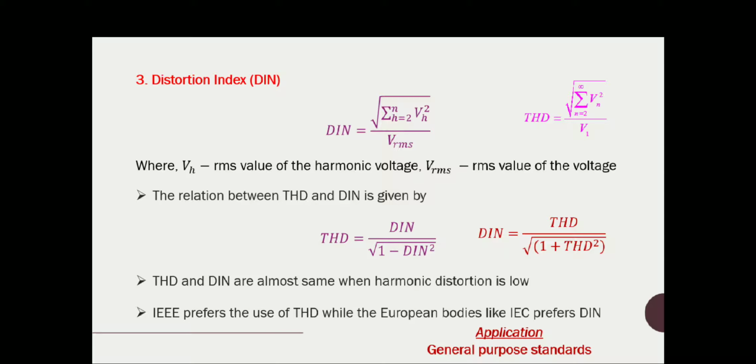In THD, the denominator is V1, that is, the RMS value of the fundamental voltage only. So we can relate DIN and THD like this: THD is equal to the distortion index divided by the square root of 1 minus distortion index squared, or the distortion index equals THD divided by the square root of 1 plus THD squared. So these are the relationships between THD and distortion index. The main application of the distortion index is the same as that of THD. It is used as a general purpose standard for measuring the quality of power.